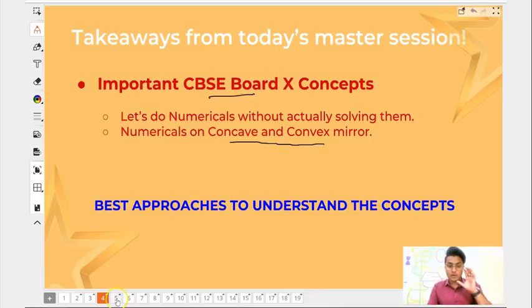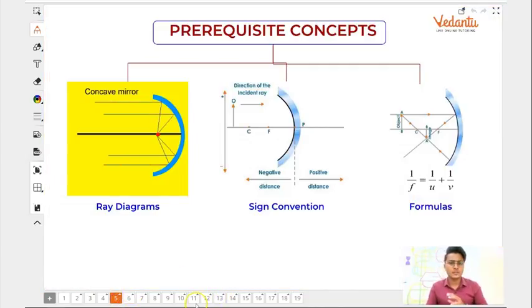Okay. To jump into the numericals, you basically require a few important concepts already in your mind. Since you have already given your midterm examinations, and I think the majority of schools have covered the chapter Light: Reflection and Refraction, I'm going to assume you are well aware of these three concepts in front of you. Number one, ray diagrams. Number two, sign convention. Number three, the formulas related to mirrors.